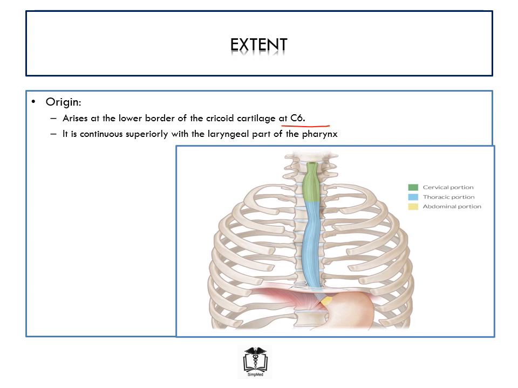It then begins to descend through the neck and then from there enters into the thorax and then eventually ends in the abdomen. So you see the esophagus tends to have three major parts to it: the cervical part, the part within the neck; the thoracic part, the part within the thorax; and the abdominal part, the part in the abdomen. In terms of its origin, it's continuous superiorly with the laryngeal part of the pharynx.